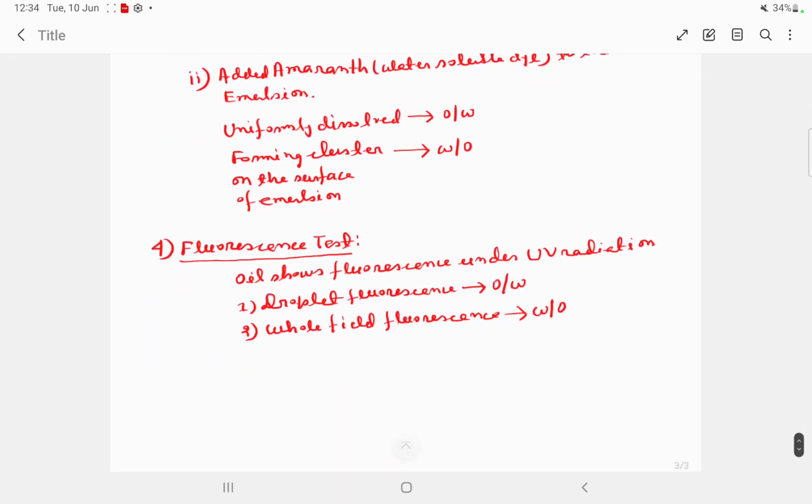Last but not the least is the fluorescence test. So oil shows fluorescence under UV radiation. So if we put the emulsion under the UV radiation and find that there is droplet fluorescence, it means it is oil by water emulsion, because oil is in the dispersed phase. And if we find that it is whole fluid fluorescence, that is oil is in the continuous phase where water is in the dispersed phase.